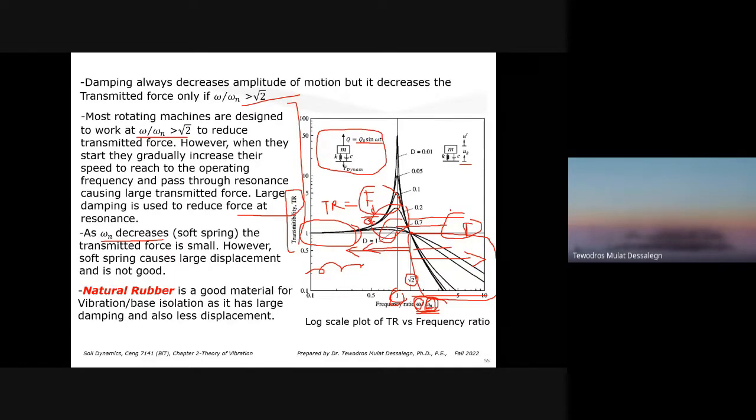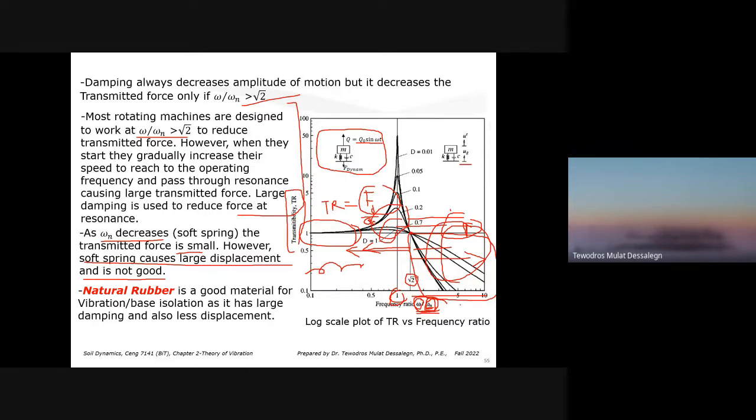But when you decrease it, what you're doing is you're making this softer. You can make it softer and arrive to this area. But the problem is if you make it too soft, the transmitted force would be small. However, a soft spring causes large displacement. You have a large displacement issue. Like if you make it like a clay soil instead of well-graded soil, sand, and gravel, you can achieve this. But the problem is you're going to have a large displacement, large settlement in that case.